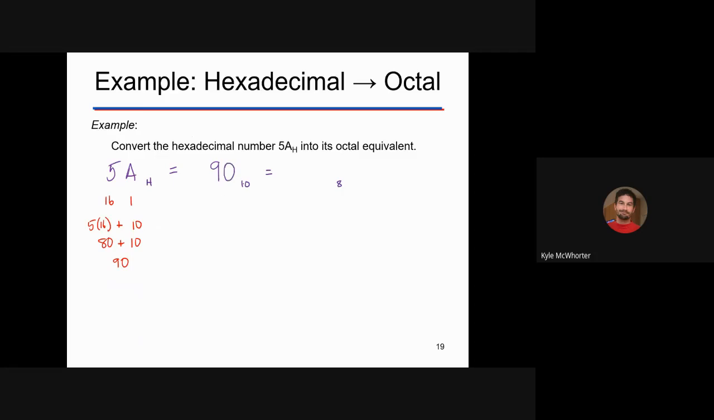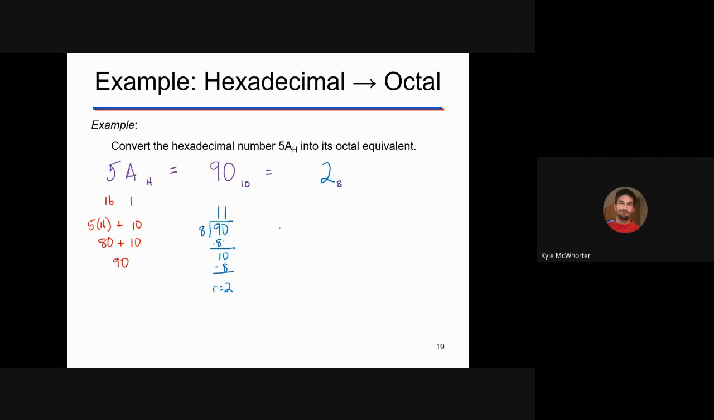Then to go from base 10 to base 8, I just need to start dividing by 8 to get my digits. So I'm going to take 90, and I'm going to start dividing by 8. 8 goes in there once. 8 goes into 10 once. 1 times 8, we're going to have a remainder of 2. So my first digit is going to be a 2 in base 8.